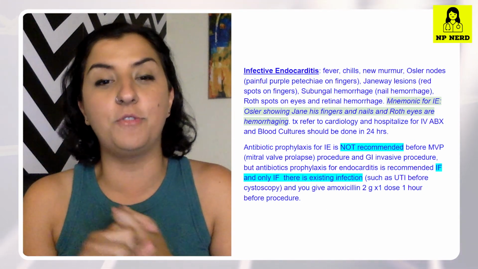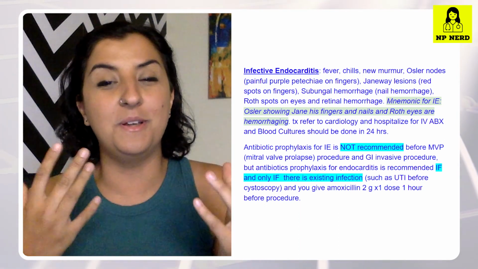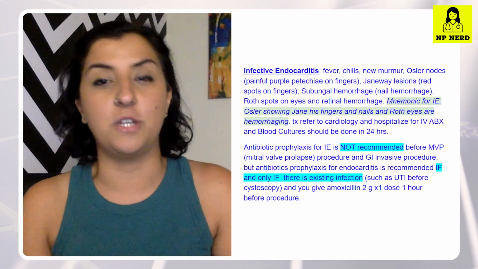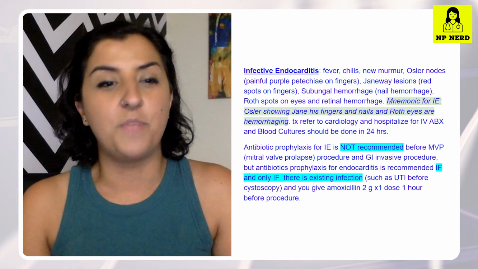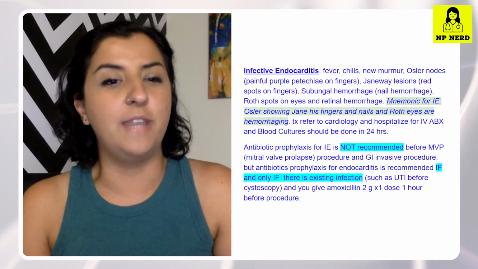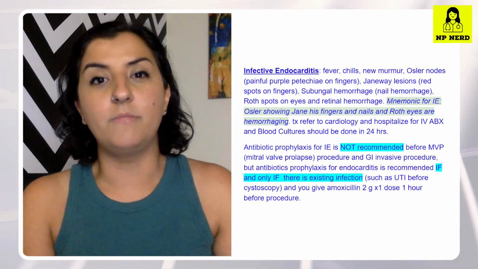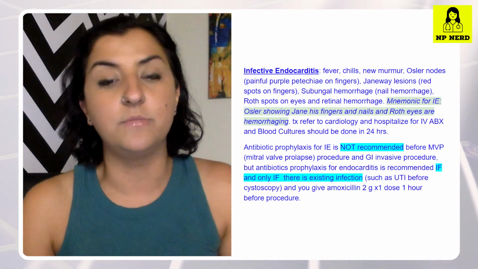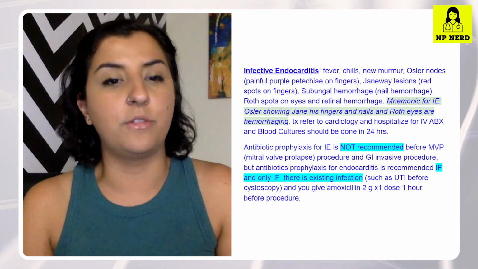Because first you have to remember Osler nodes. They're purple petechiae on the fingers. And then you have to remember Janeway lesion. So Jane, that's your Jane. She got red spots on the fingers. And then there is some nail hemorrhage going on. And then there's what's called Roth spots on the eyes. So good luck remembering all these names. I don't know. I start pretending they were people. Mr. Osler, Miss Jane, and Miss Roth.